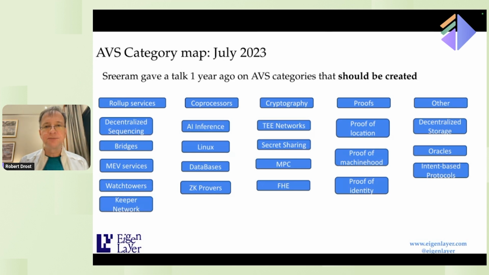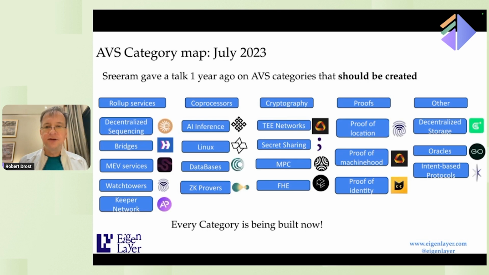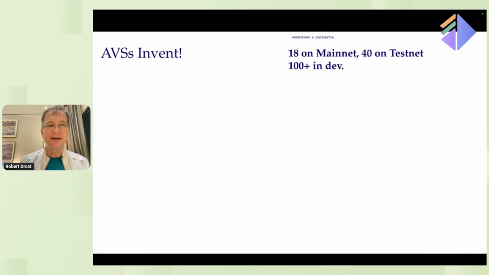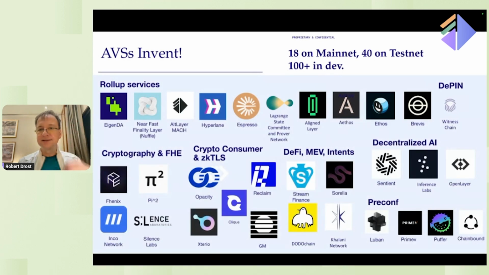So a year ago, Shriram was mentioning these are all categories that should be created. It's like Vitalik talking about open problems or other things. And it's amazing to see just how much innovation is out there that people want to build. There's somebody building in every single category that Shriram mentioned a little over a year ago. And another way to look at it is, playing on AWS re:Invent. If you look at it from a category basis, within categories like decentralized physical infrastructure, we've got a number of people, rollup services, cryptography, fully homomorphic encryption, DeFi, MEV, intents. There's just a huge open field.